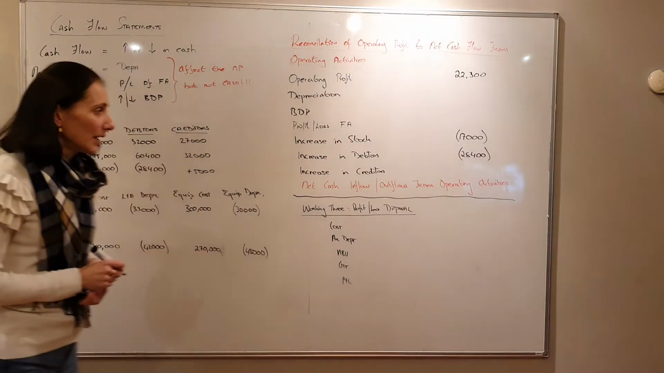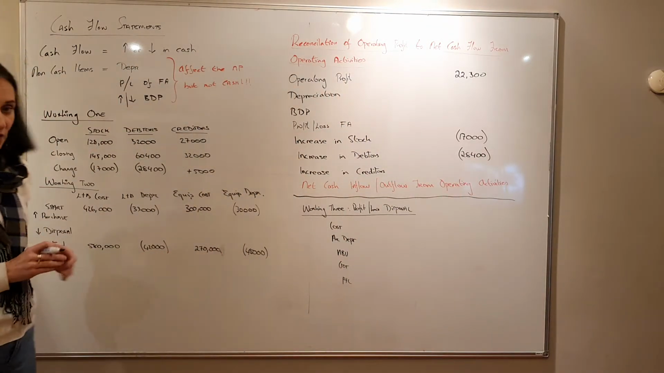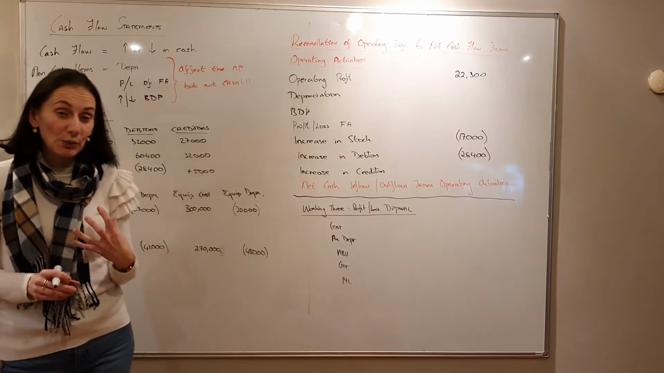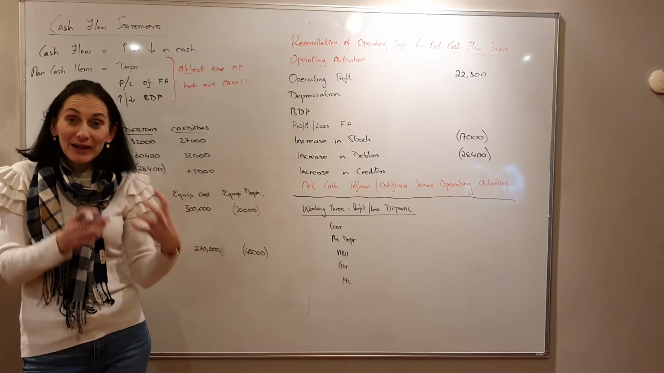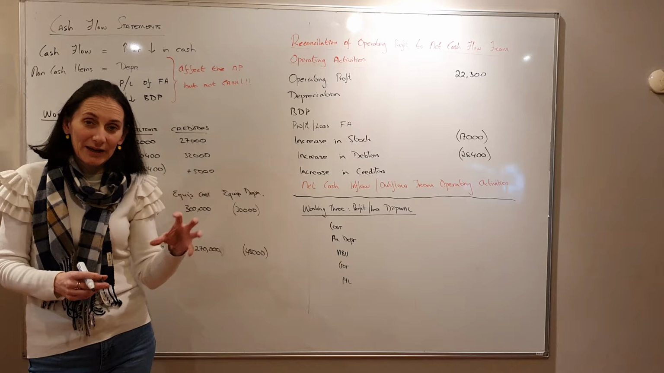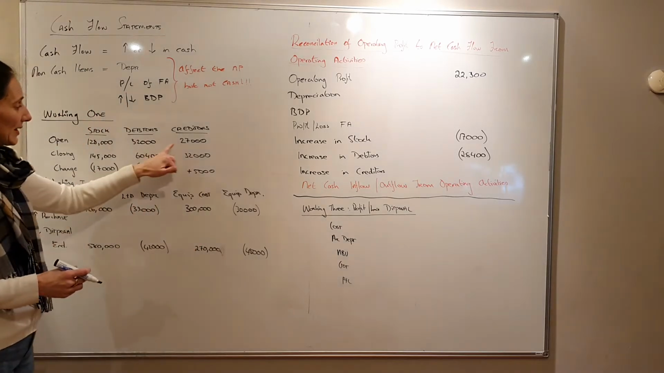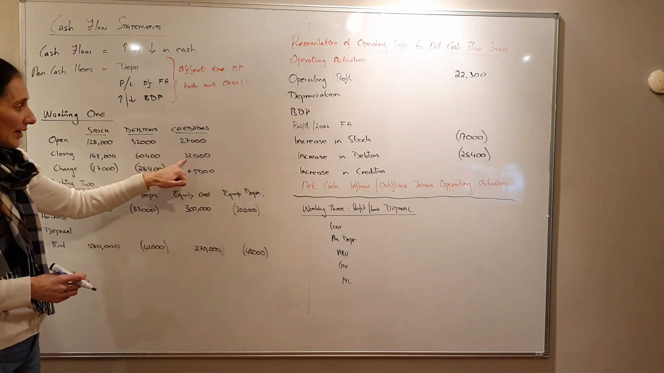Okay. The next thing is we look at our creditors. Now creditors are people we owe money to, and we love having them as long as we can before we have to give out our money to pay them back. So your creditors were 27, now there's 32,000.